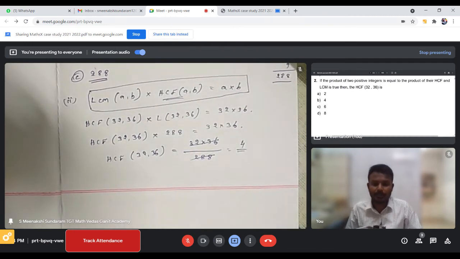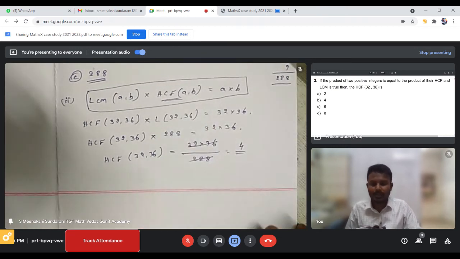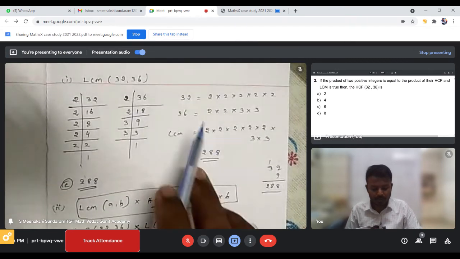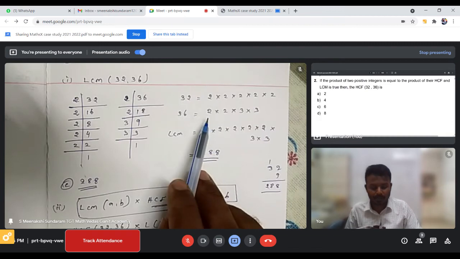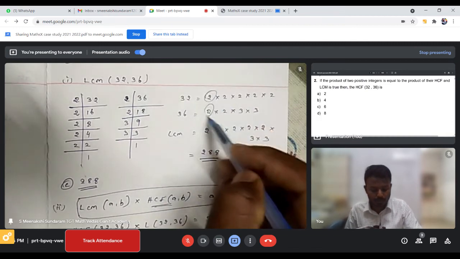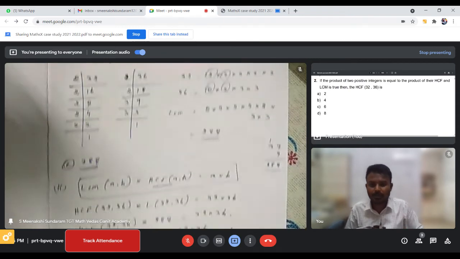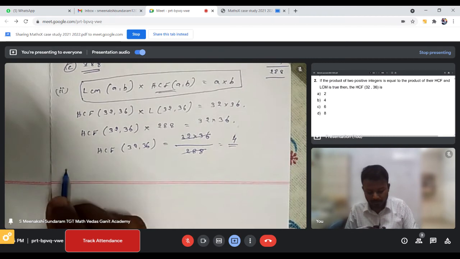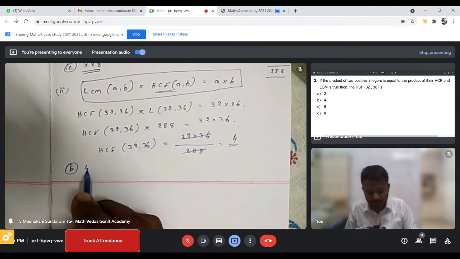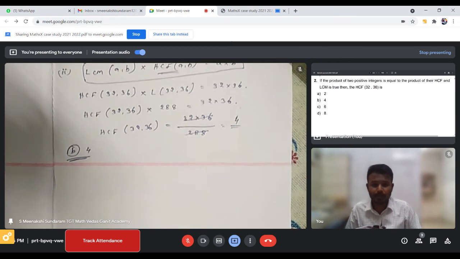Are you all clear? Any doubt? Without using this also, you can easily find the HCF of two numbers. We need to take the greatest common factor. Here the common factors are 2, 2, and 2, 2. So taking 2 into 2 gives 4. So the HCF of the two numbers is 4. Right? So the right option is B. Are you all clear? Any more doubt?